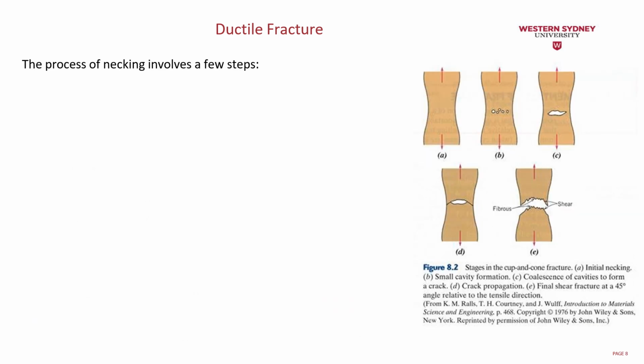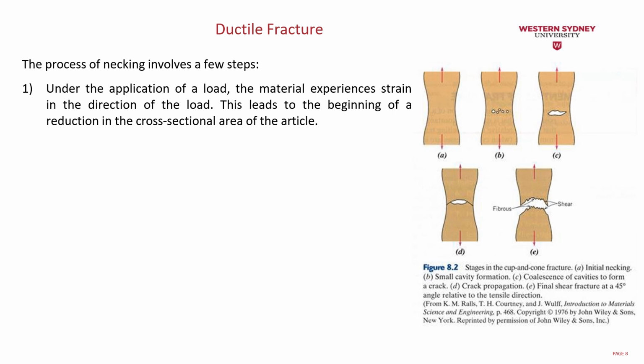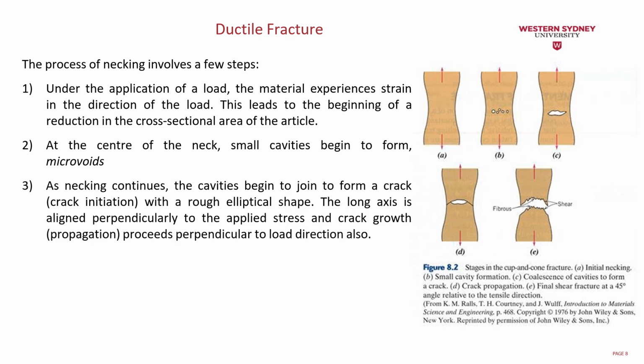Now, the process of necking involves a few steps. First, under the application of the load, the material will experience a strain in the direction of the load. This leads to the beginning of the reduction of the cross-sectional area of the article. At the center of the neck, small cavities begin to form, which we call microvoids.